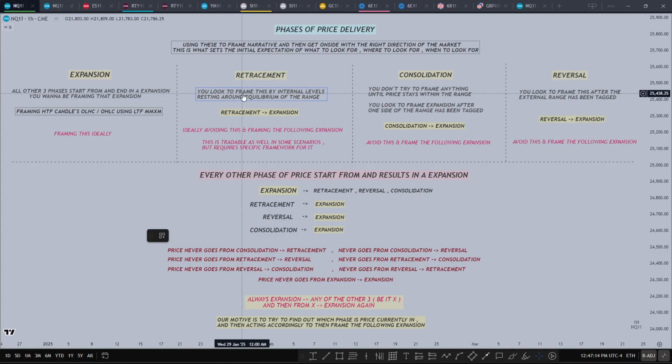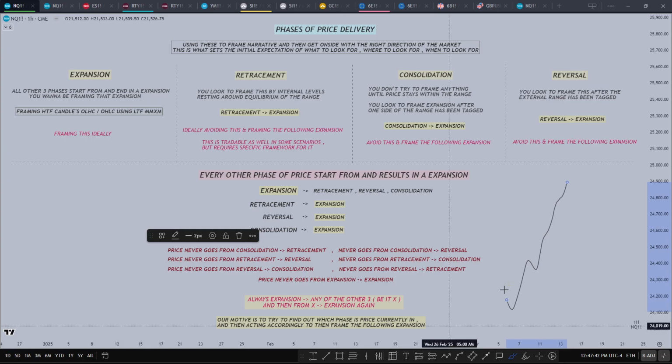Retracement: we look to frame retracement around or at internal levels resting around the equilibrium of the previous range. This is just an overview type of definition. I didn't want to give a definition because I have gone in depth over this, but I need to give one now to make you recall and understand it. Retracement is when price has expanded, and the orthodox view is that the objective is pending somewhere there, price starts an opposing move, and you see this opposing move as a retracement.